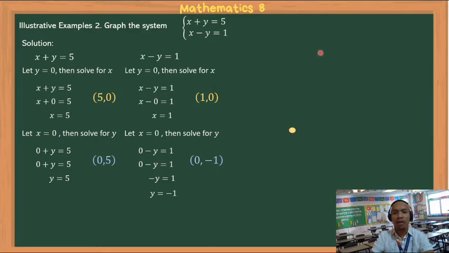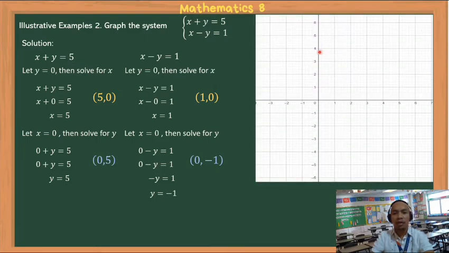So now we are ready to graph these two equations in the Cartesian plane. Plot the x-intercept and y-intercept of each equation respectively. The first point is (5, 0). The second point is (0, 5), so it would be here. Connect these two points, and we have the graph of the equation x plus y is equal to 5.